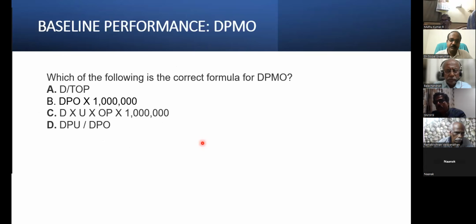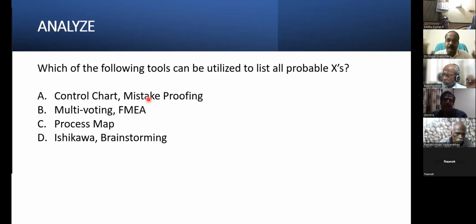Okay. Perfect. And now, which of the following is the correct formula for DPMO? Now, with your understanding, all of you. Option B, sir. B for biscuit. Yes, sir. DPO multiplied by 10 power 6. What does DPO stand for? Defects per opportunity. Defects per opportunity multiplied by 1 million can give you defects per million opportunities. Yes, sir.